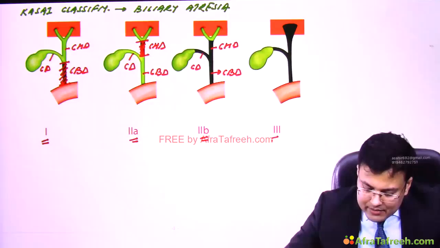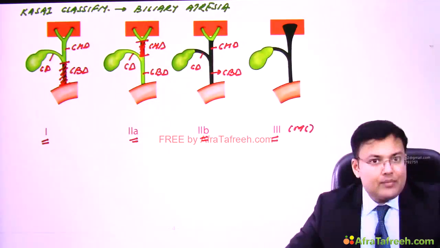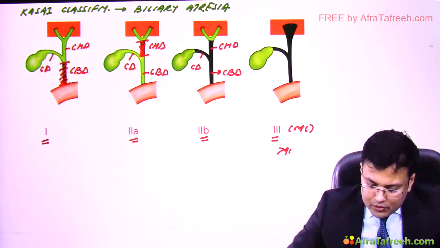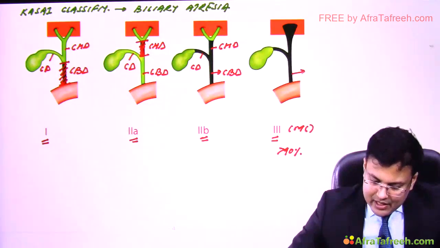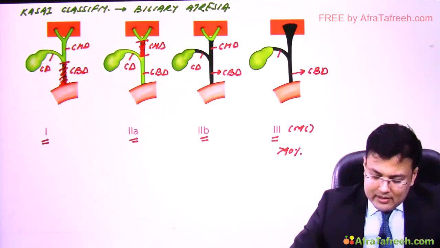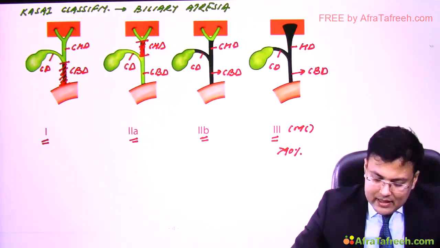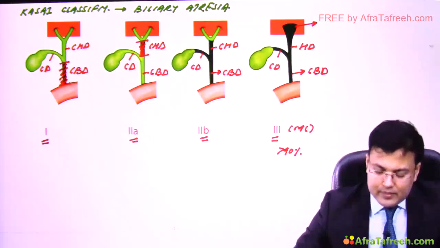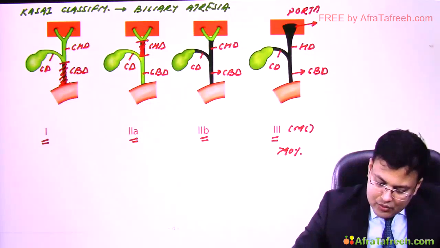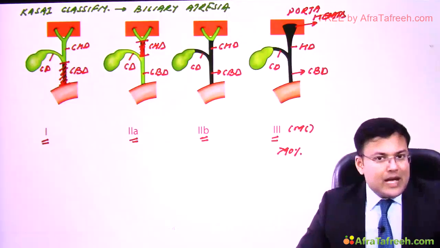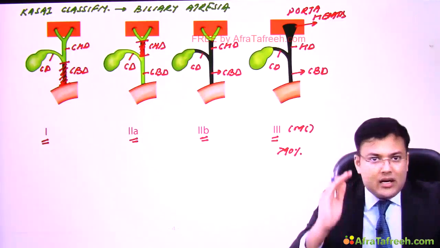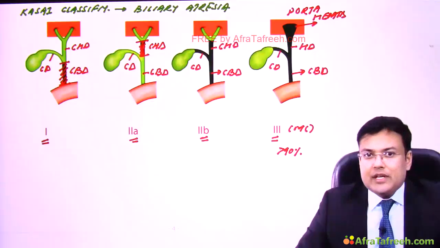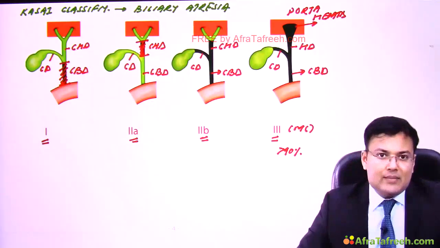And if you see type 3, this is the most common type, responsible for more than 90% of the cases. Here there is atresia of CBD, cystic duct and hepatic duct till which point? Till the porta hepatis. So type 3 has atresia of CBD, cystic duct, hepatic duct up to the porta hepatis, and it is the most common type, responsible for more than 90% of cases.